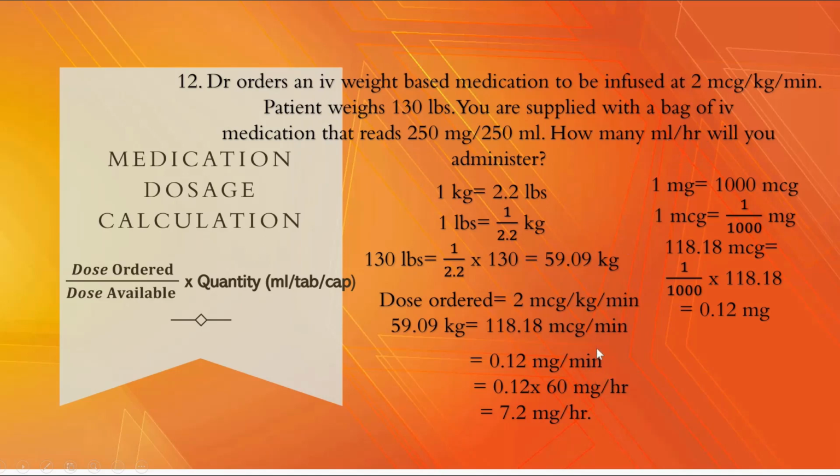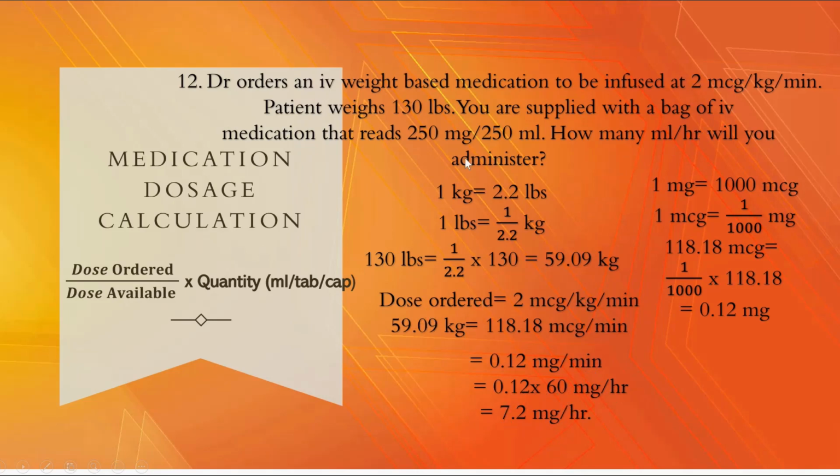So you have to convert the minute into hour. To convert minute into hour, you have to multiply by 60. So 0.12 milligram per minute, 0.12 into 60, that gives 7.2 milligram per hour. So the dose ordered is 7.2 milligram per hour.